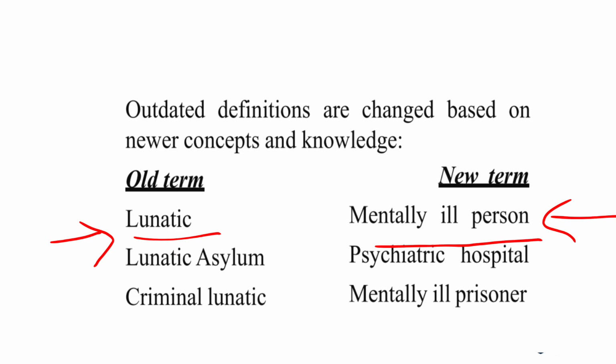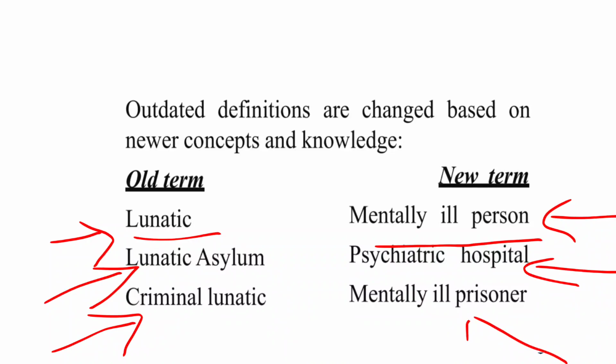Previously mental hospitals were called lunatic asylums, but now they are called psychiatric hospitals. Suppose a mentally ill person has committed a crime, they were called criminal lunatic, but now we call them mentally ill prisoner. So the old term is lunatic, now the new term is mentally ill person. The old term is lunatic asylum, now the new term is psychiatric hospital. The old term is criminal lunatic, now the new term is mentally ill prisoner.